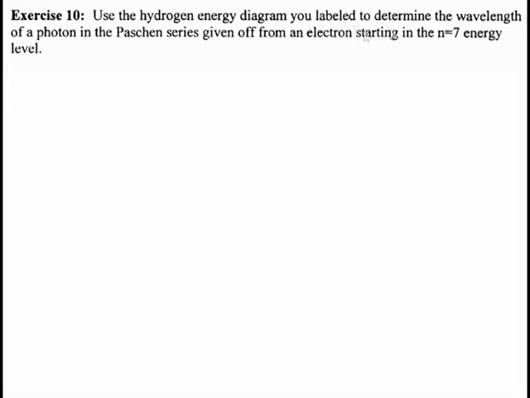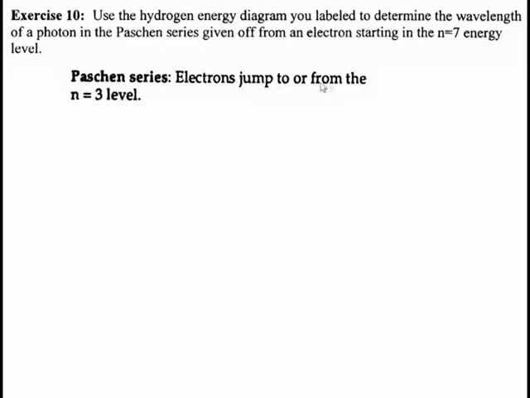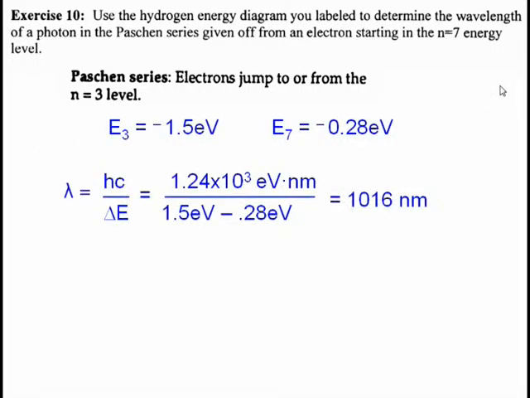Number 10, use the hydrogen energy diagram that you labeled, those were the numbers that we just figured out, to find the wavelengths for the Paschen series. If you bothered to read the front side of it, you would have seen that the Paschen series says electrons jumping to and from the n equals 3 level. So they want to go from n equals 7 to n equals 3. Those are 2 energy levels. So plugging in the formula, we're subtracting the 2 down on the bottom. On the bottom, I don't pay any attention to the negative signs. You just need the difference in the 2 energies down here.